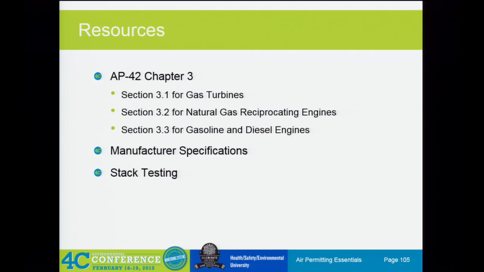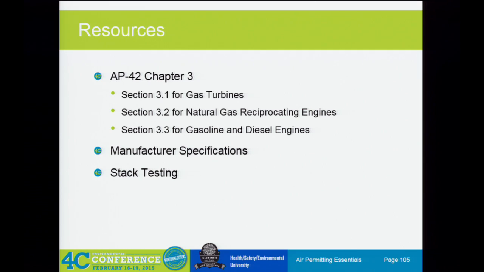So when you're trying to calculate these, you can turn to AP 42, but usually they're provided by the manufacturer. So I would turn to manufacturer specs, especially on the turbines. But for the engines, the manufacturers will still provide it, or you can rely on AP 42 factors for this. For the big boys, you can use stack testing, power generators, and whatnot.